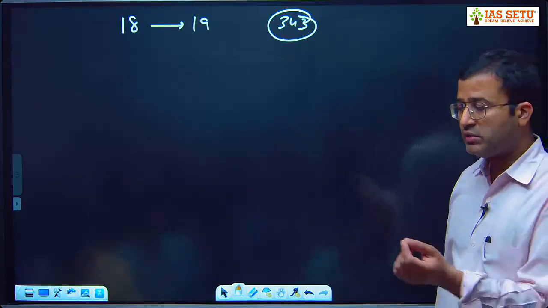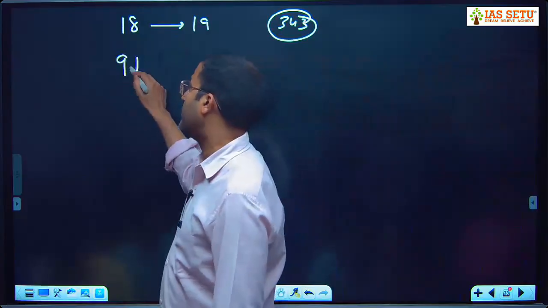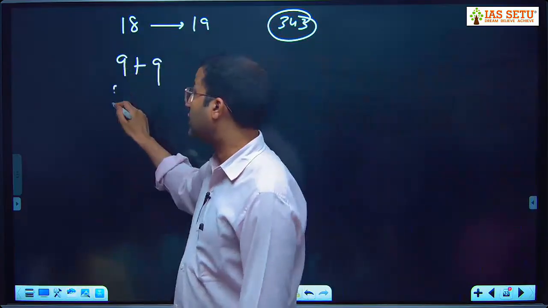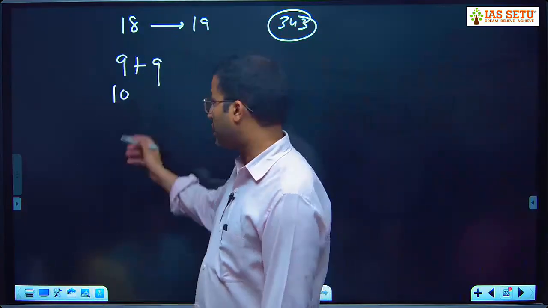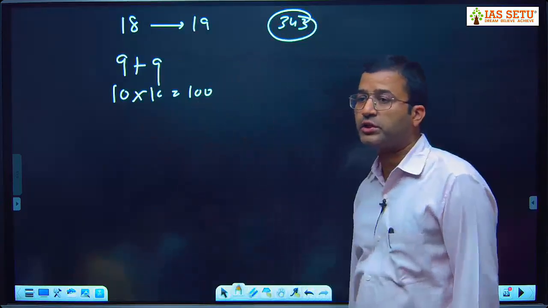In one of the classes, one student told, sir, let us try something else. Like we can try 9 plus 9, because 9 cuts give 10 pieces. Try 10 into 10, you get 100. What is maximum, 343 or 100?